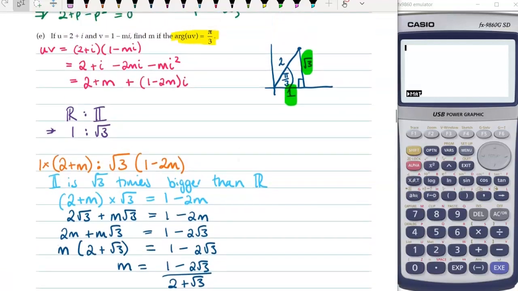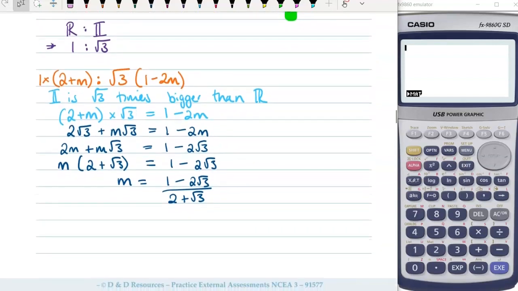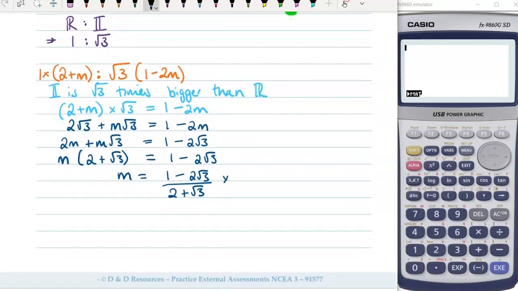Now, this question doesn't say to give it in any particular form, but just for completeness, I'm going to rationalize the denominator because you might be asked to put it in a particular surd form. So we'll times it by 2 minus √3. And we have 1 times 2 is 2. Then we've got minus 4 √3 minus √3 plus 2 times √3 times √3 ends up being 2 times 3, so that is a 6.